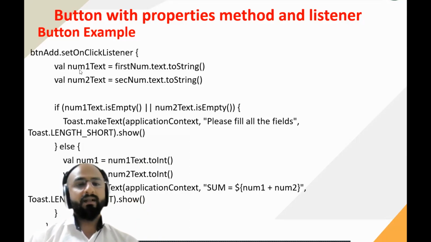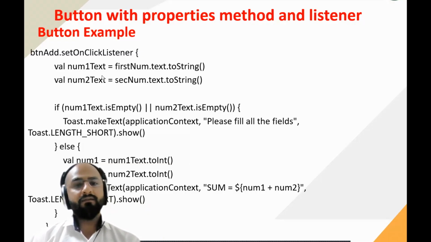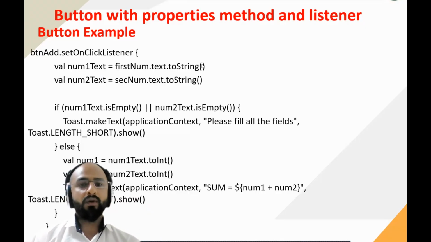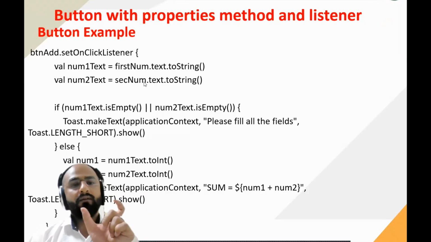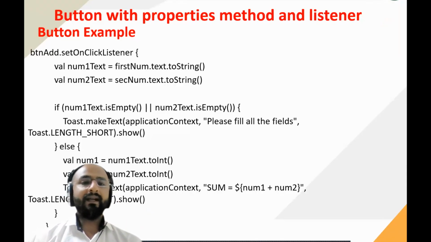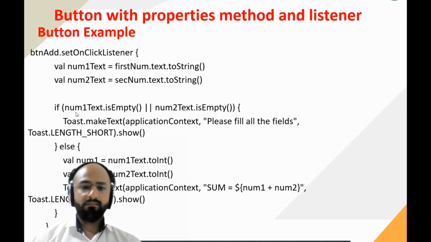So when the user clicks on the button, I have taken two variables, number1Text and number2Text. We will get the text from the EditText: firstNumber.text.toString, secondNumber.text.toString. So when the user enters the value into that EditText, we are getting that value from the EditText into the variables number1Text and number2Text. Now we are just checking the value. If number1Text is empty, number2Text is empty.